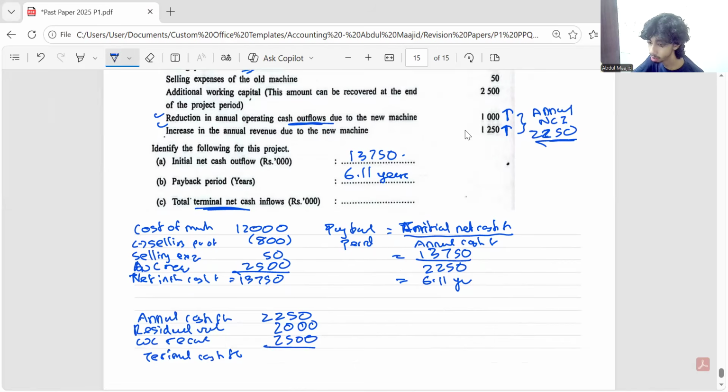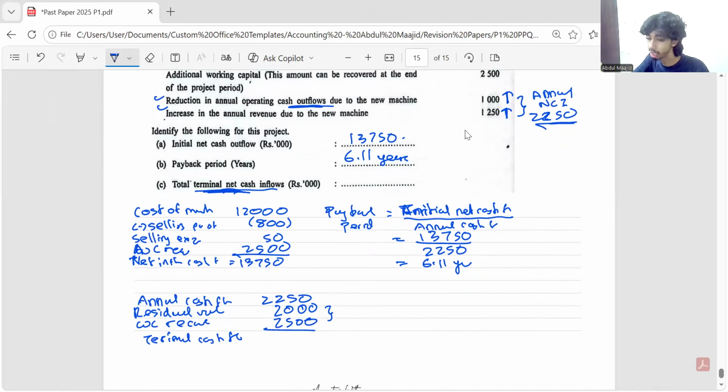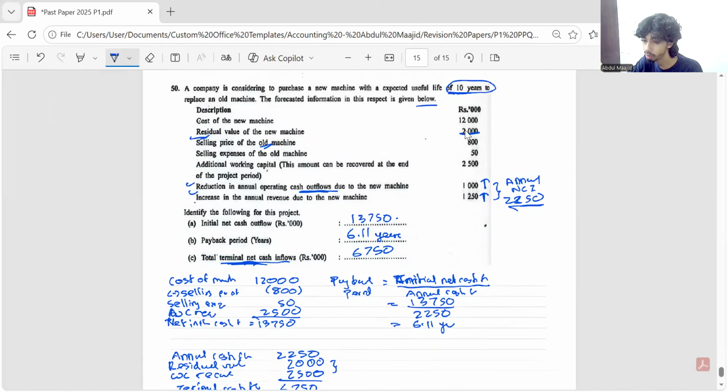Normally terminal cash flow means these two, but when they ask the total terminal net cash inflow, they are asking for the cash flow of the last year. So that is 2,250 plus 2,000 plus 2,500, 6,750. Remember, normally terminal cash flow means, apart from the annual cash flow, the extra cash flows you are incurring in the final year. But here they are asking the total terminal net cash inflow, so that's the total amount you are getting in the final year. That is 6,750,000. So that's all for the 2025 paper.